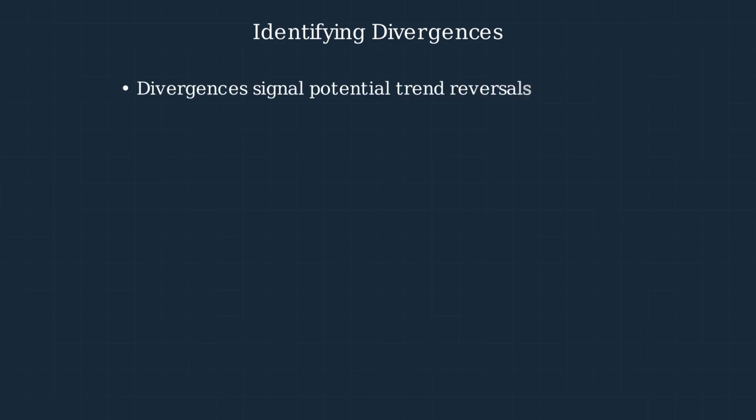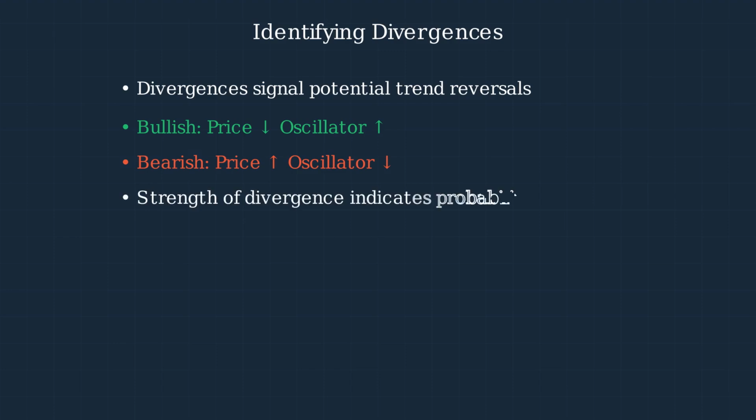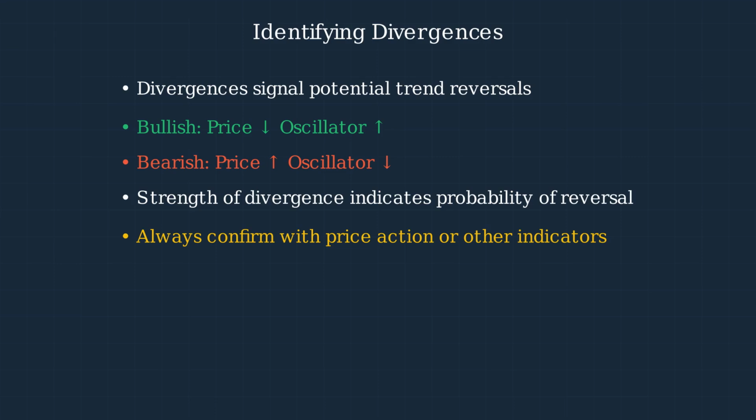In summary, divergences in the Chaikin oscillator are powerful signals that often precede price reversals. Bullish divergence occurs when price makes lower lows, but the oscillator makes higher lows. Bearish divergence occurs when price makes higher highs, but the oscillator makes lower highs. The strength of the divergence can indicate the probability of a reversal. For best results, always confirm divergence signals with price action or other technical indicators before trading.